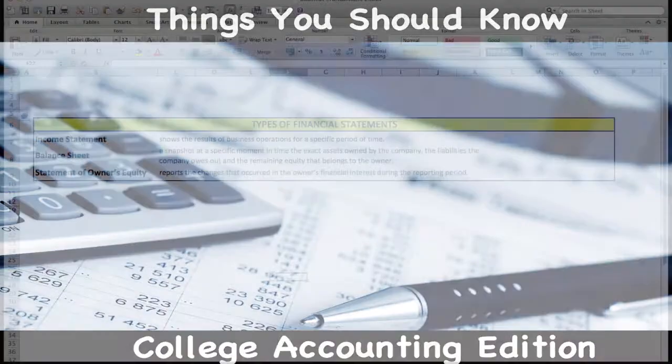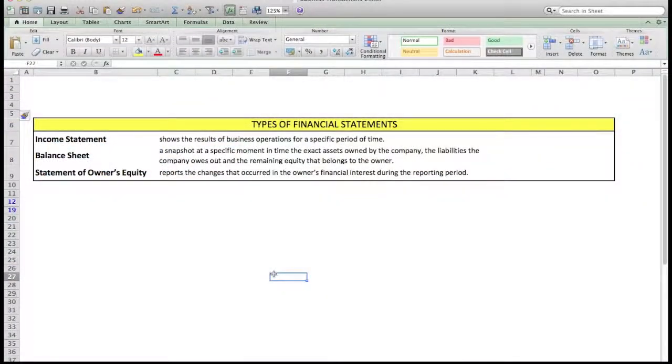The most commonly used reports are called financial statements. There are three types of statements called the income statement, the balance sheet, and the statement of owner's equity. The income statement shows the results of business operations for a specific period of time. The balance sheet is a snapshot of a specific moment in time that shows the exact assets owned by the company and the liabilities that the company owes other people. And of course, the remaining equity that belongs to the owner. The statement of owner's equity reports the changes that occurred in the owner's financial interest during the reporting period.